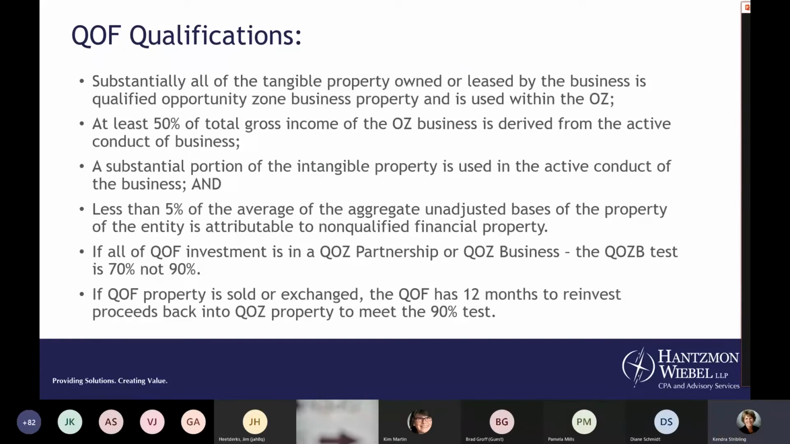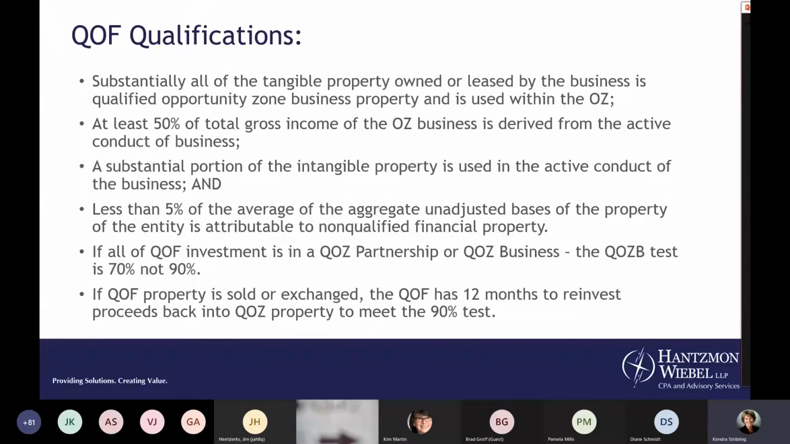For qualified opportunity zone businesses, there are several additional tests, such as substantially all of the tangible property owned or leased by the business must be qualified opportunity zone business property and used within the opportunity zone area. At least 50% of the total gross income of the OZ business must be derived from the active conduct of business within the opportunity zone area. If all of the QOF investment is in a qualified opportunity zone partnership or qualified opportunity zone business, the QOZB test is 70% and not 90%.